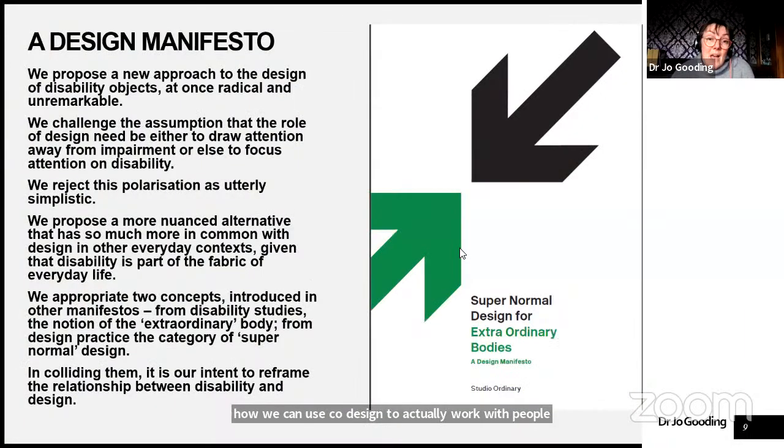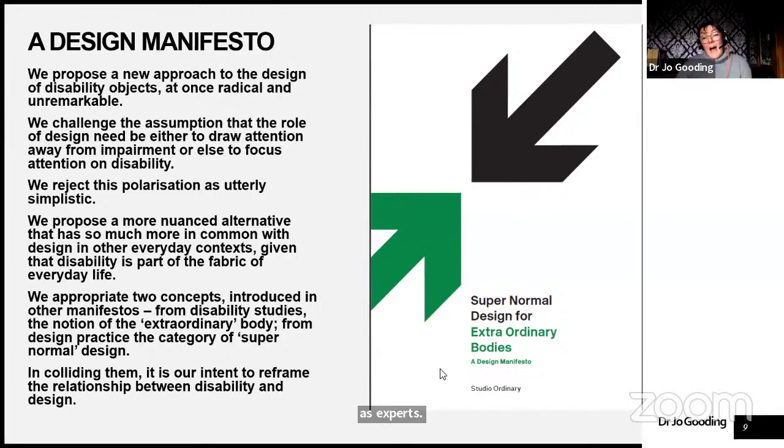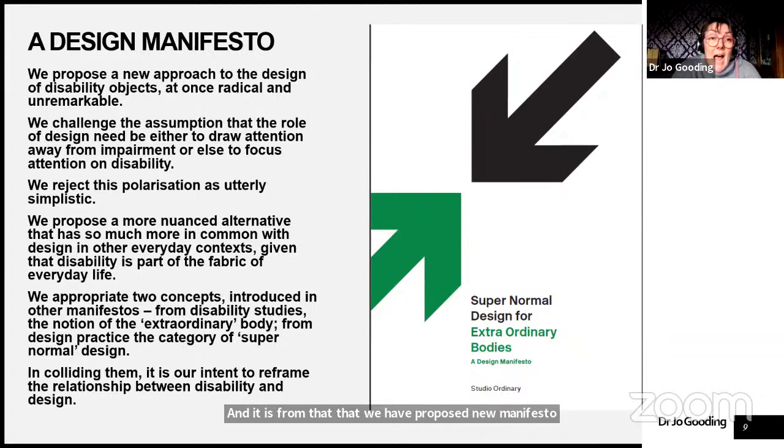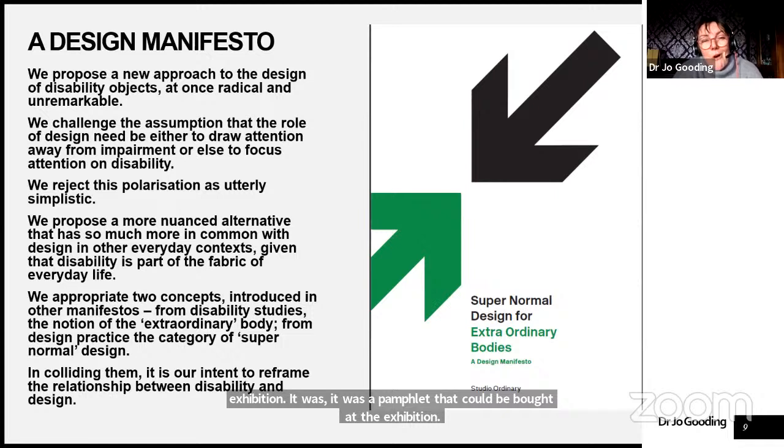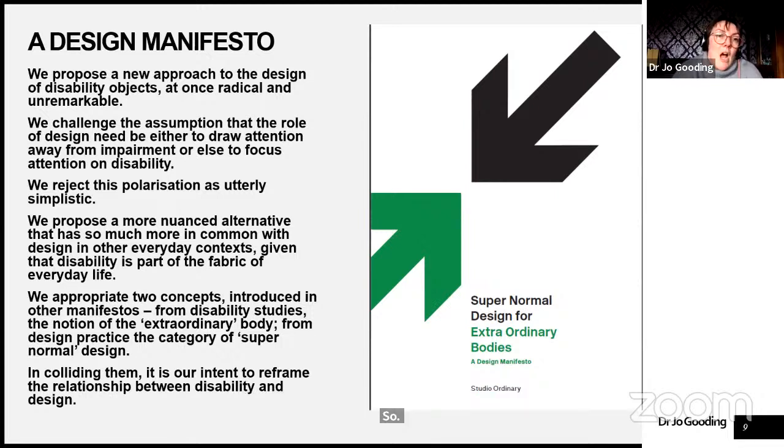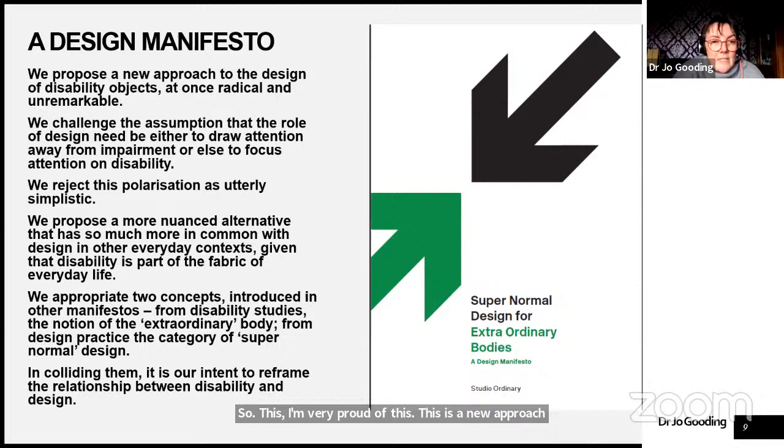And it is from that we have proposed a new design manifesto, which is called Supernormal: Design for Extraordinary Bodies. And we launched that at the exhibition. It was a pamphlet that could be bought at the exhibition. So I'm very proud of this. This is a new approach. And I'm just going to read our manifesto briefly to you.